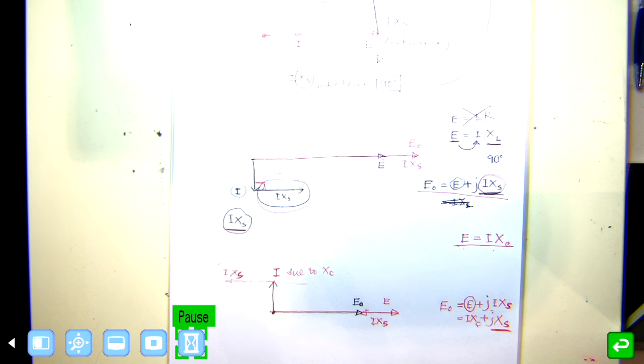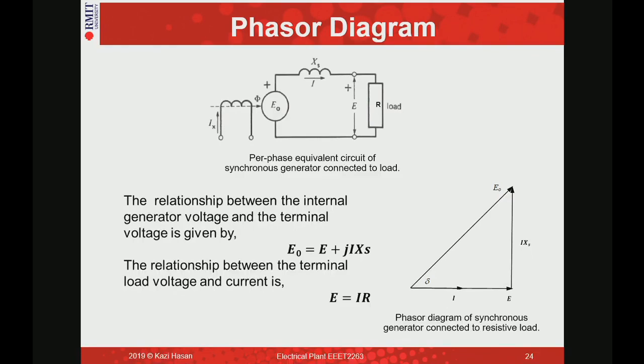Let's revise it again here. So we have our per phase equivalent circuit, and in the per phase equivalent circuit we have our internal generator resistor, internal voltage, synchronous reactance, and the terminal voltage. And we know that our terminal voltage and the voltage drop gives us the internal voltage. And the terminal voltage is actually the load voltage, so current multiplied by the resistance.